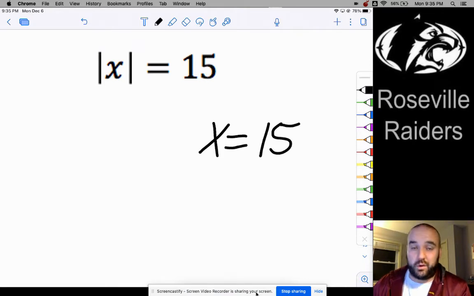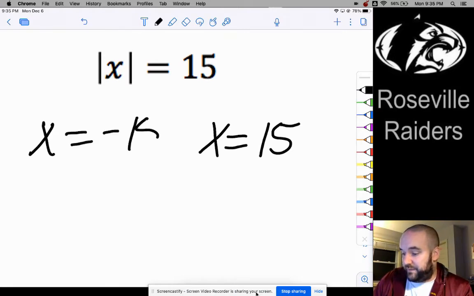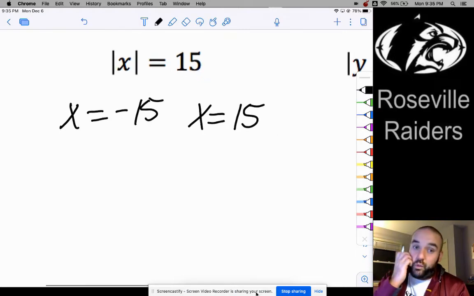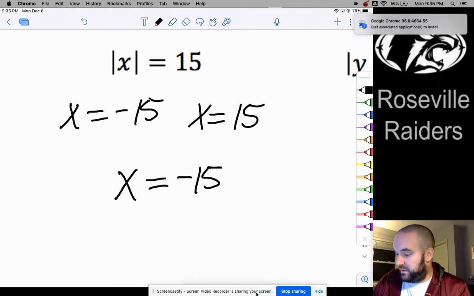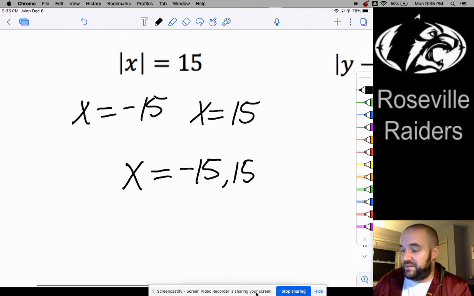What is the other number that if I took the absolute value of it, I would get positive 15? That other number is negative 15. So there's a couple ways that you'll write this. You could just leave it x equals negative 15, x equals positive 15. Sometimes you'll write it with a comma in between. This is how Math Excel likes to write their solutions, negative 15 comma positive 15.